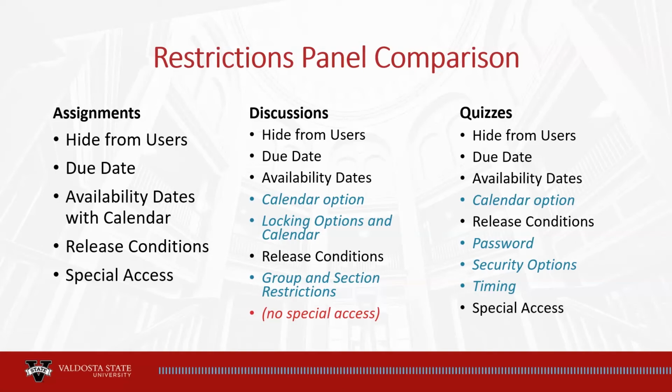Assignments and quizzes both have settings for special access, but due to the nature of the discussion board, discussions do not currently have a special access section. Discussions do, however, have blocking options and group and section restrictions, which we'll look at when we look in it in BlazeVIEW. Quizzes have additional settings for test timing and additional test security.